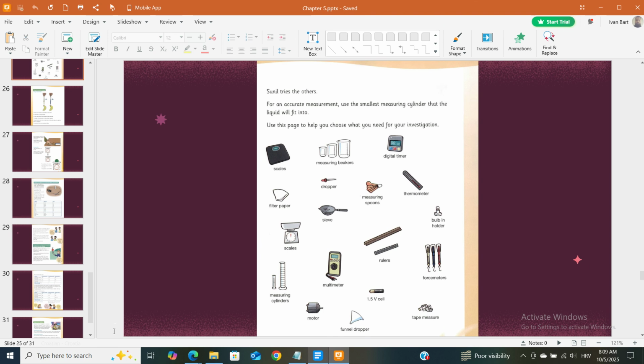Rulers. Measuring cylinders. Multimeter. 1.5 volt cell. Motor. Funnel dropper. Bulb in holder. Force meters. Tape measure.